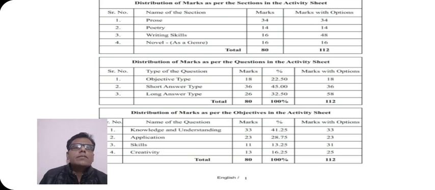Then long answer type of questions are there in activity sheet. If we see, marks are 26 marks, and with options the marks are 58, means a lot of options are there. And the percentage of questions in activity sheet is 32.50, means 80 marks are there, and for 80 marks again we have 112 marks with options.